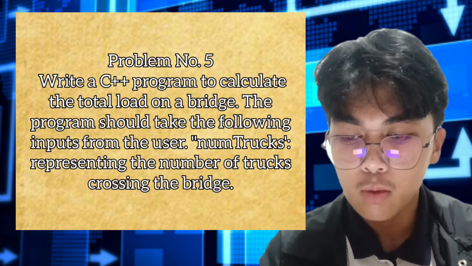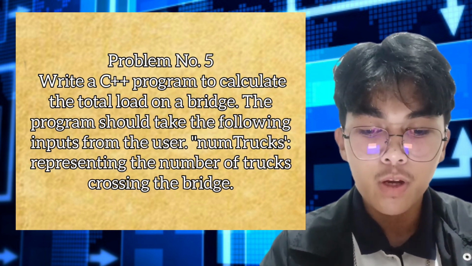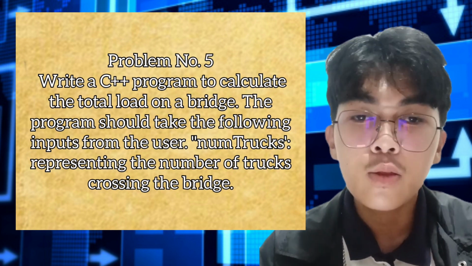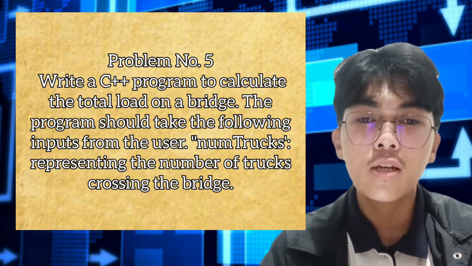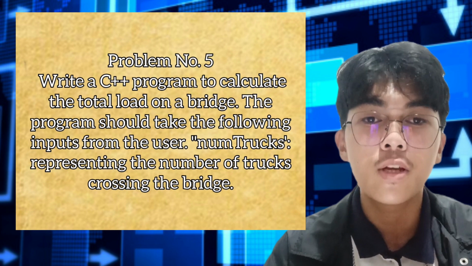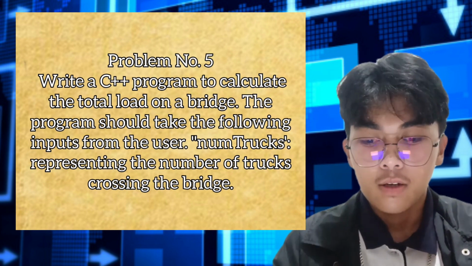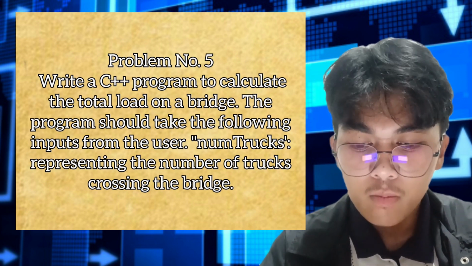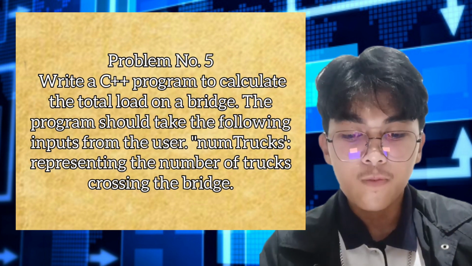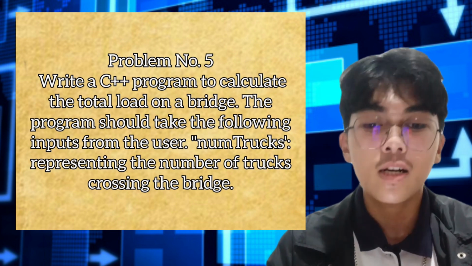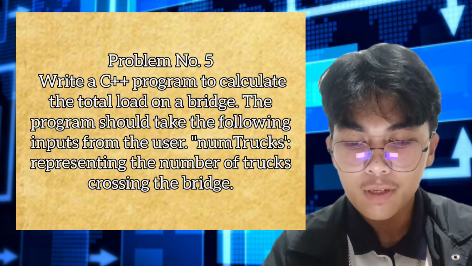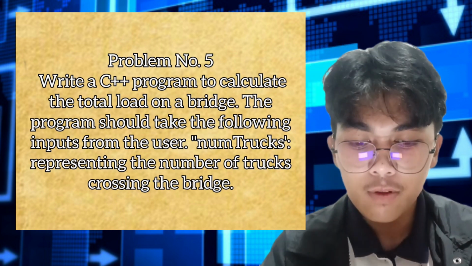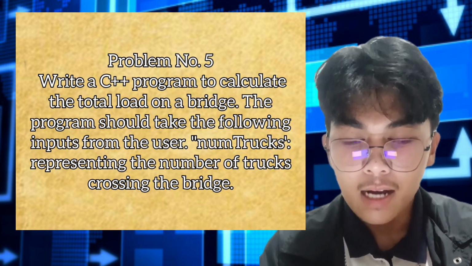So for trucks with 2 axles, 40% of the weight is distributed to the front axle. On the other hand, the remaining 60% is distributed to the rear axle. For trucks with more than 2 axles, 30% of the weight is distributed to the front axle, and the remaining 70% is distributed equally among the rear axles.